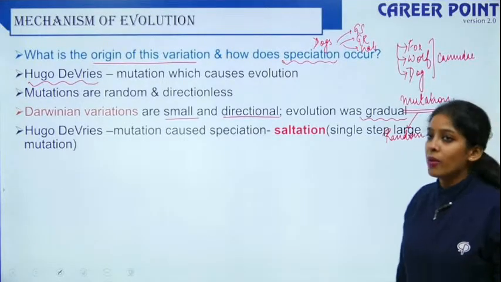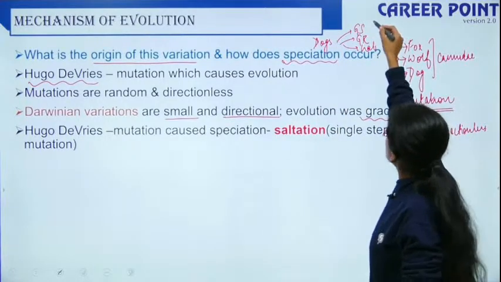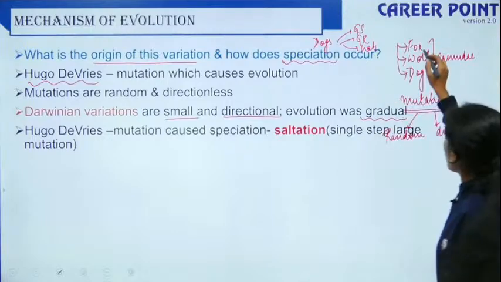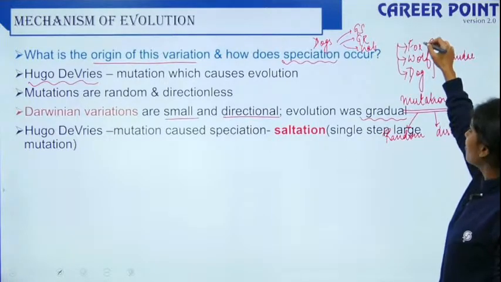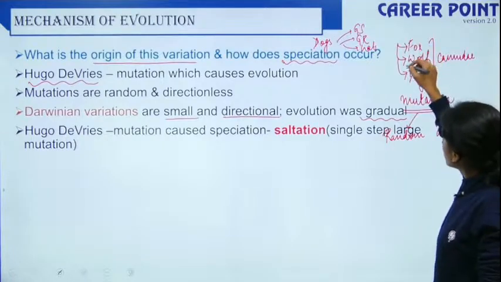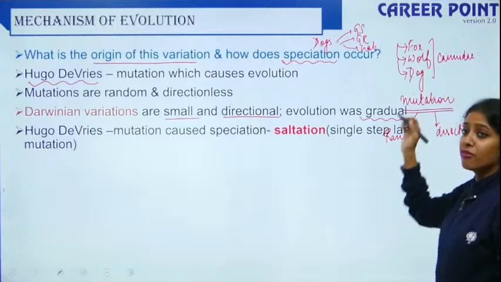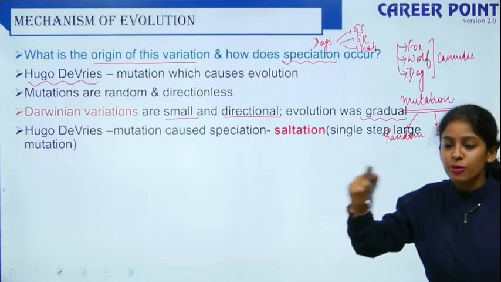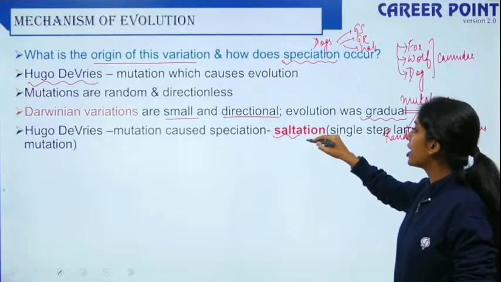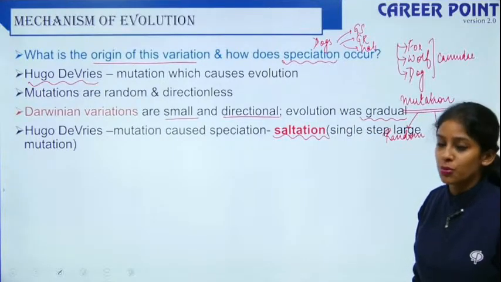Hugo de Vries said mutation also led to speciation. If I have so many varieties, that is also because of mutation. So you have different varieties of fox and you have different varieties of dogs. Among foxes a small mutation happened, but among dogs I had a single step large mutation which gave me so many varieties. That is known as saltation. So saltation is a single step large mutation.